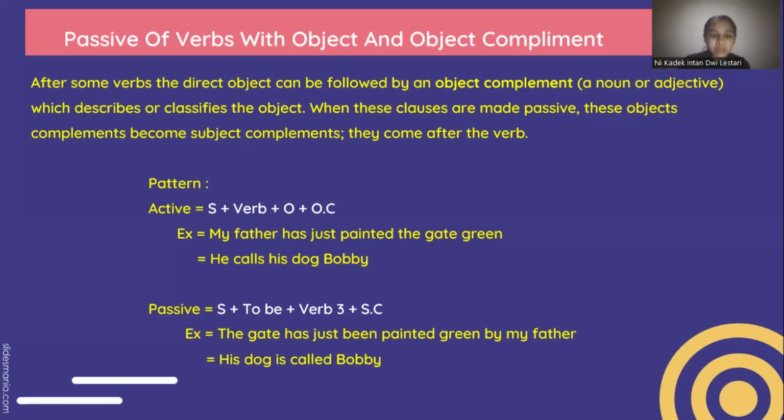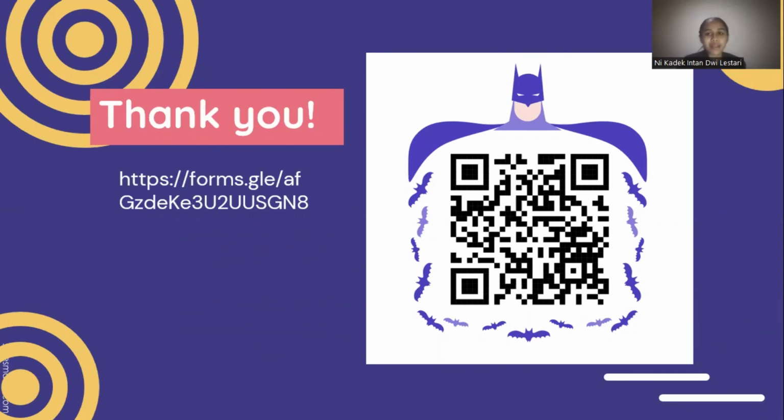And I have a pattern for passive sentence: subject plus to be plus verb 3 plus subject complement. For the example, the gate has just been painted green by my father. And then his dog is called Bobby. All right, so that's all the material about active and passive voice.